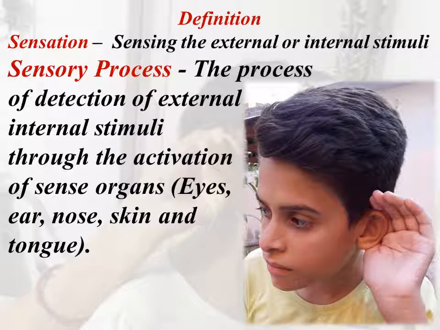The first aspect, as I told you, is the definitions, two definitions, starting with sensation. What is sensation? Sensation is sensing external or internal stimuli. You know what external stimuli are? They are events or phenomena occurring outside your body, in the natural environment or some artificial environment. They are not occurring inside the body, they are occurring outside your body. That is external stimuli, while internal stimuli occur inside your body.